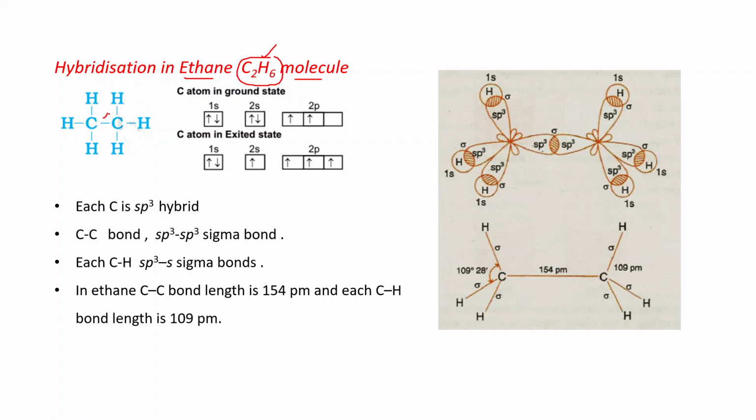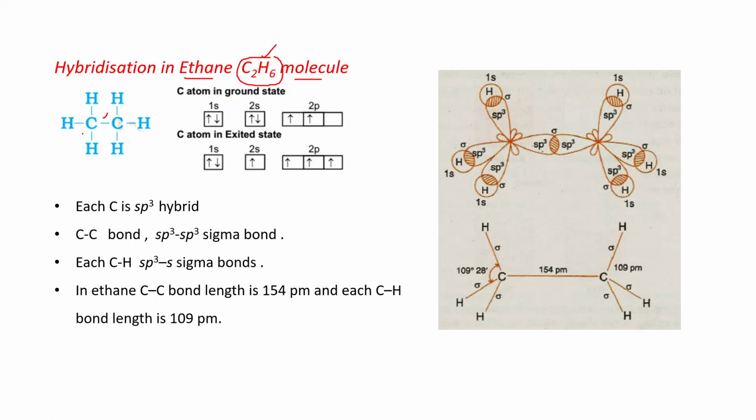When a double bond is there, it is 1 sigma and 1 pi. If a triple bond is there, it is 1 sigma and 2 pi. In case of hydrocarbons or organic compounds, the hybridization of carbon is decided by the number of sigma bonds. If 4 sigma bonds are there, hybridization is sp3. If 3 sigma bonds are there, hybridization is sp2. If 2 sigma bonds are there, hybridization is sp.